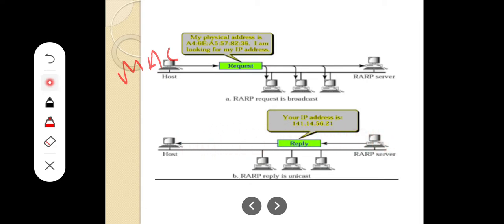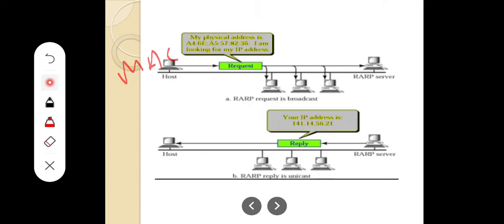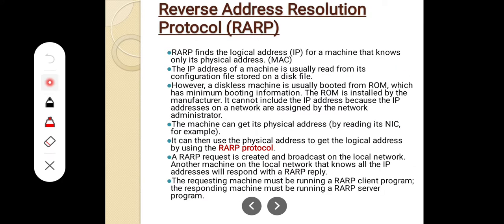The IP address. Okay, so a request and a reply packet will be created. That is what is written here: a RARP request is created and broadcast on the local network. Another machine on the local network that knows all the IP addresses will respond with the RARP reply. Okay, which machine knows the IP address? The machine that knows the IP address is the RARP server. They will respond to this request.